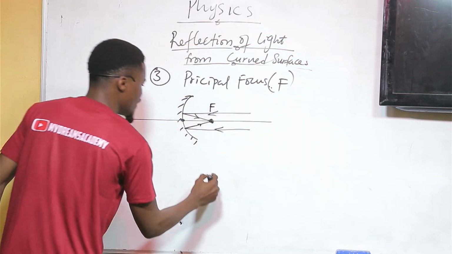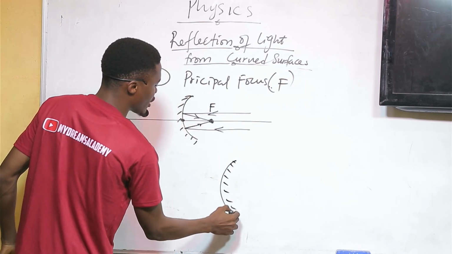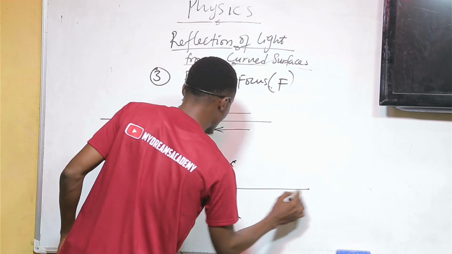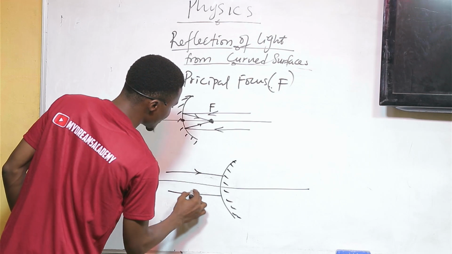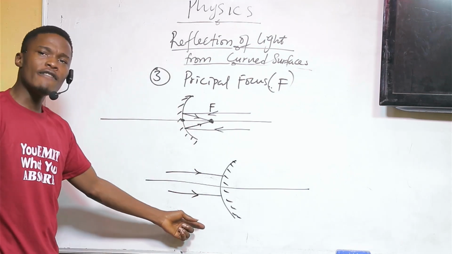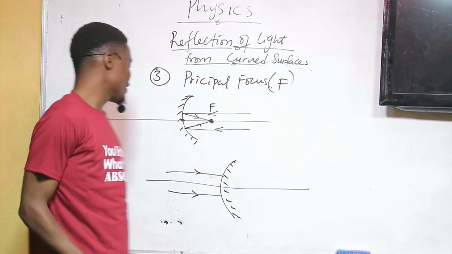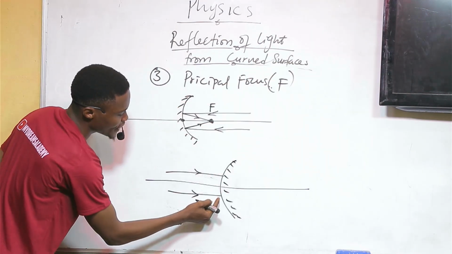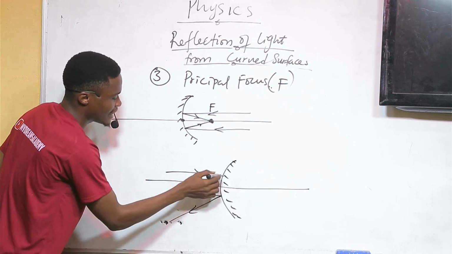Now, for a concave mirror, principal focus is real because the rays of light actually converge. Let's see what happens in the case of a convex mirror. For a convex mirror, look at where I drew it, then I draw my principal axis. Now, look at these rays of light. Remember, the convex mirror is also known as diverging mirror, meaning that it will scatter the rays of light after reflection. So you see, after reflection, it scatters the rays of light.